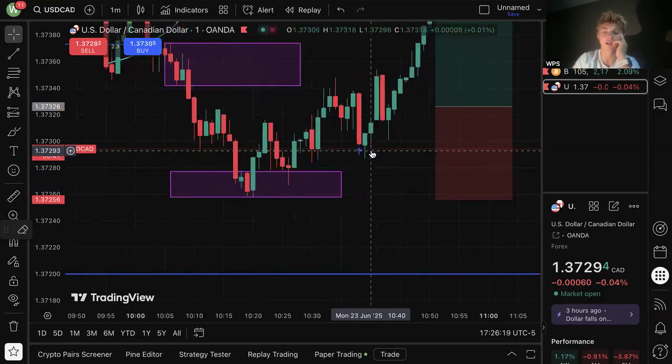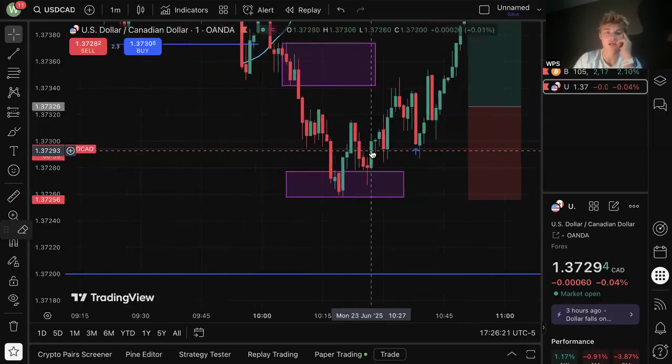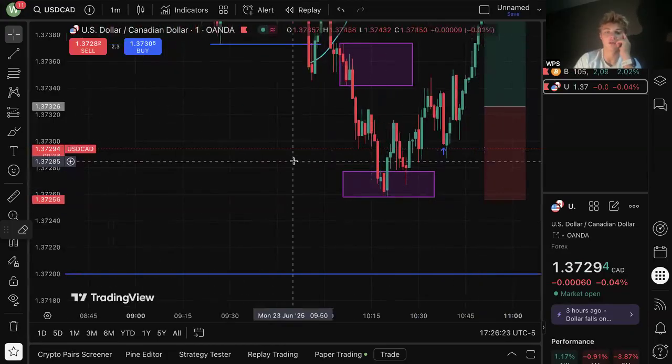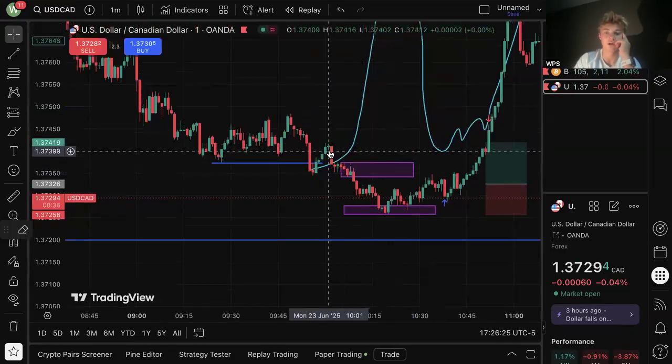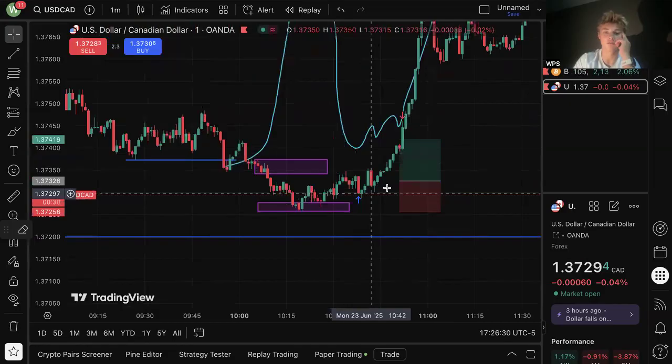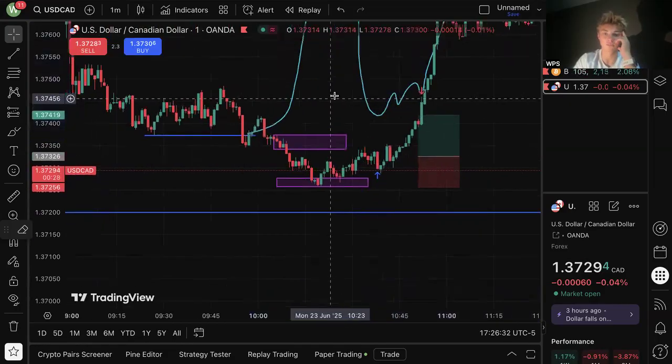And then here is where I entered, and I ended up putting my stop loss below here and take profit above here, at this previous area of liquidity, which got hit within 10 to 15 minutes.